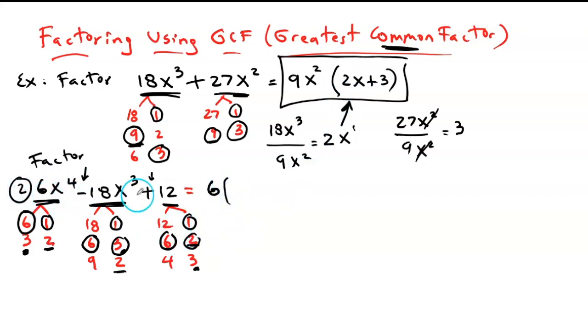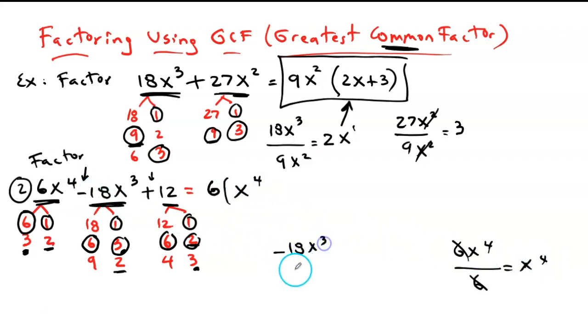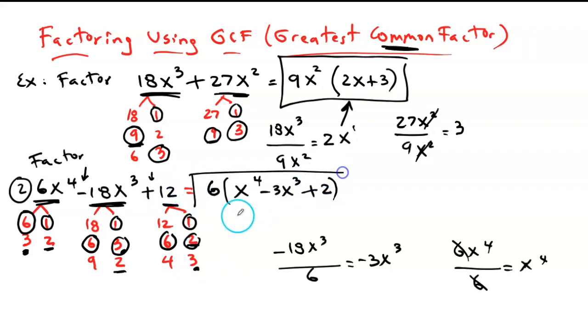Now I'm going to divide each one of them by 6. So let's do it on the side. 6x to the 4th divided by 6. 6 and 6 cancel. I have x to the 4th power, and that goes inside my parenthesis. Negative 18x cubed divided by my common factor. Negative 18 divided by 6 is negative 3x cubed. That goes inside my parenthesis. 12 divided by 6, 2. And this is my final answer. Alright? That's the whole idea about greatest common factor.